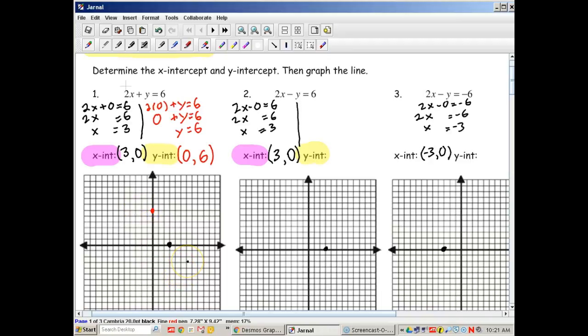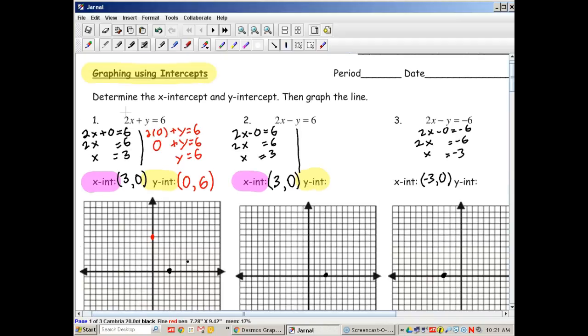And you have 2 points, so now you can use a straight edge and graph it. And of course, if you were to do what you did on last night's homework, how would you solve this? If this is last night's homework, you would have just subtracted 2x on both sides, right? And you would have got y equals negative 2x plus 6.